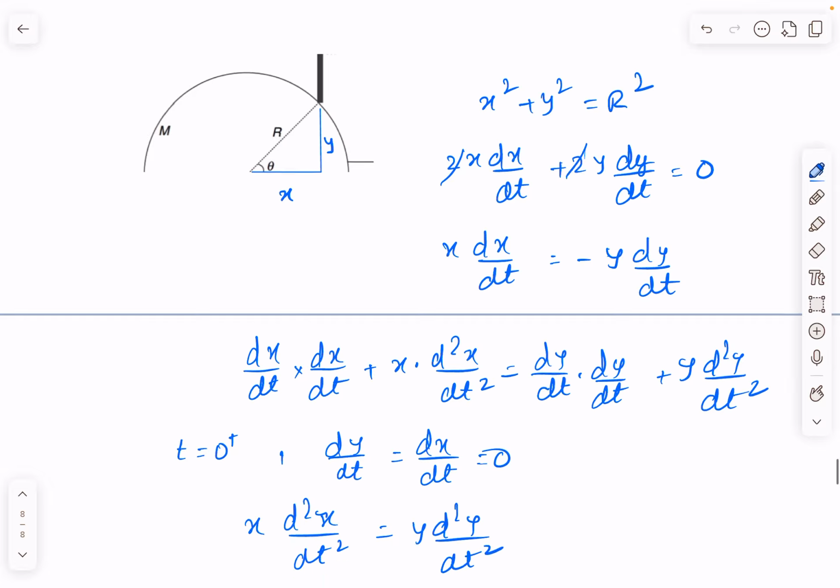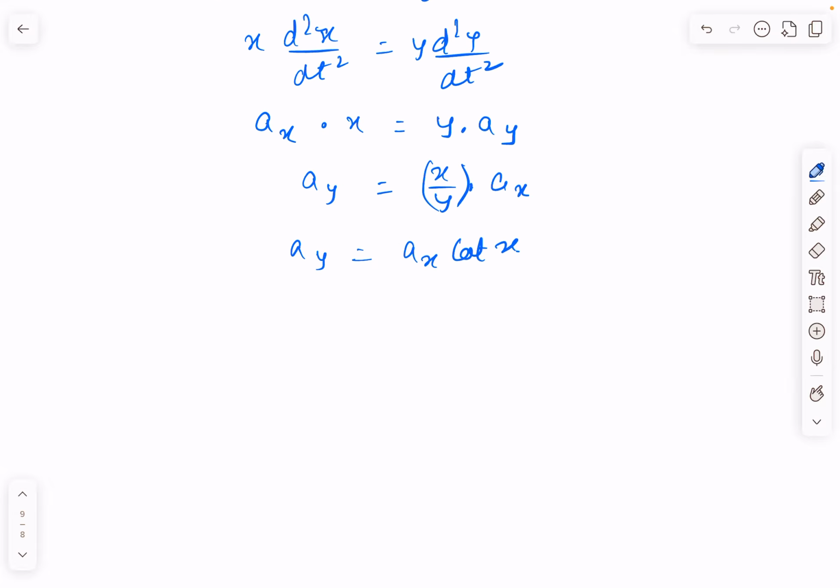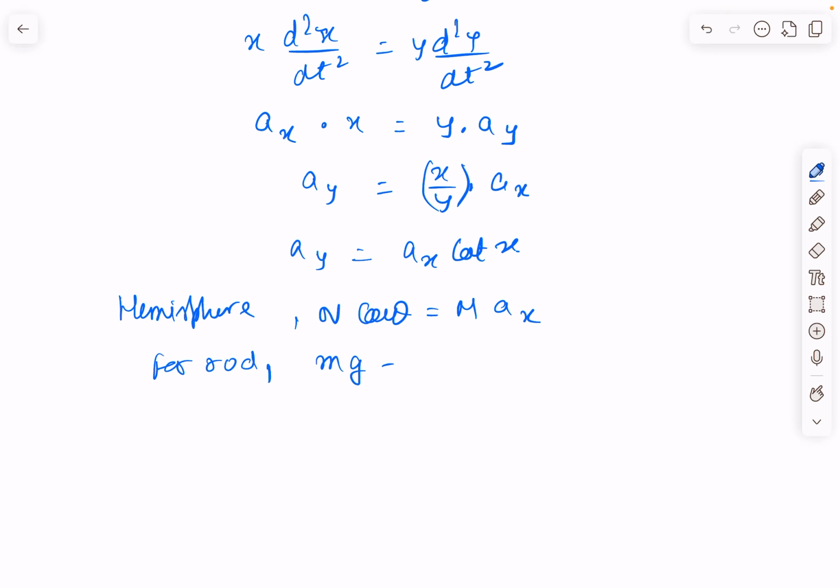So for the hemisphere, we can write that n cos theta will cause M into ax, and for the rod we can say that small mg minus n sin theta will result in small m into ay. So if we solve these three equations, we have to get the value of ax. So we need to eliminate n and ay. On solving, I have the answer with me.